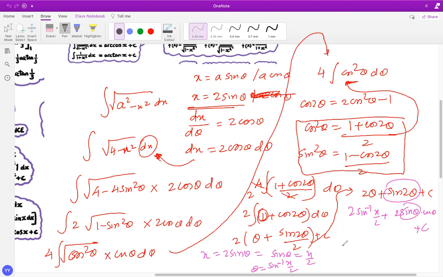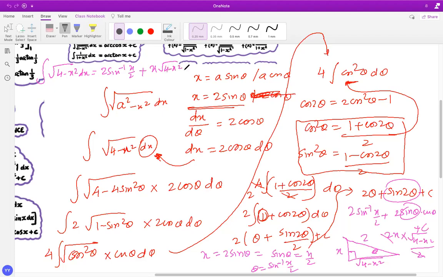Now sine theta we already know is x over 2. We just have to find cos theta, so you can use the triangle. This is theta. If I take this as x over 2, this is going to be root of 4 minus x squared. So what we get is 2 times x over 2 times cos theta, which is root of 4 minus x squared over 2. The 2 and 2 get cancelled. As a result, my final answer for the integration of root 4 minus x squared dx is 2 sine inverse x over 2 plus x times root 4 minus x squared plus c.